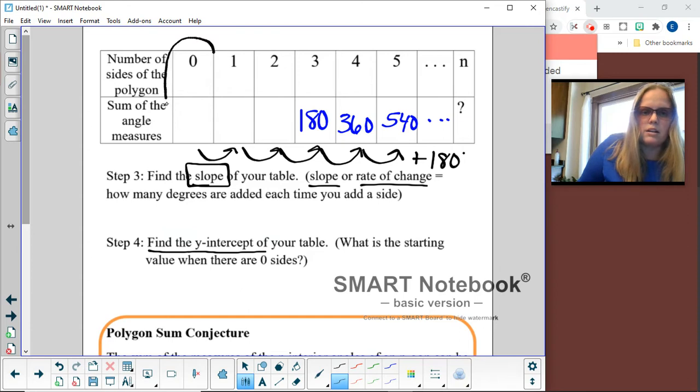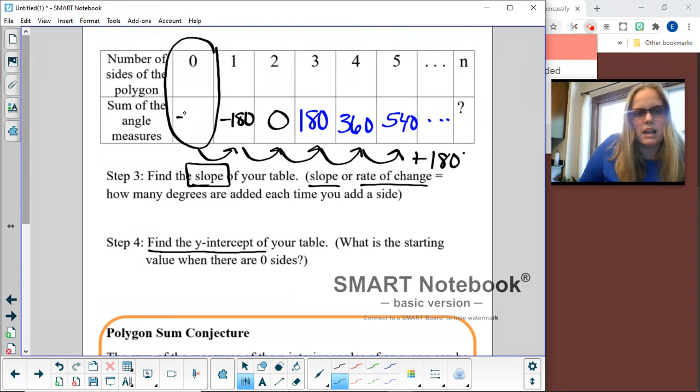And remember, the y-intercept is your starting value. So what we're going to do is go backwards and decrease by 180. So 180 minus 180 would give me 0. 0 minus 180 would get negative 180. And negative 180 minus 180 would be negative 360. All right, so our slope here is going up by 180, and our y-intercept is negative 360.